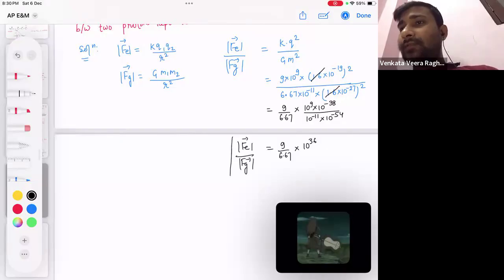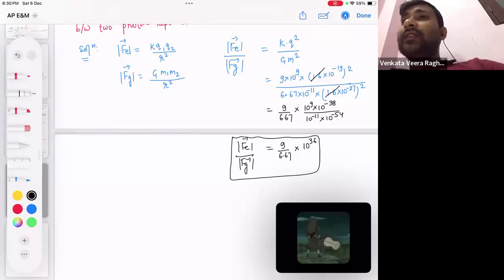Does it tell us a very nice idea, that the electrostatic force is far, far stronger than the gravitational force? See, the electrostatic force is coming 10 to the power 36 times greater than the gravitational force. Right? How much is it coming? 10 to the power 36 times greater than the gravitational force.